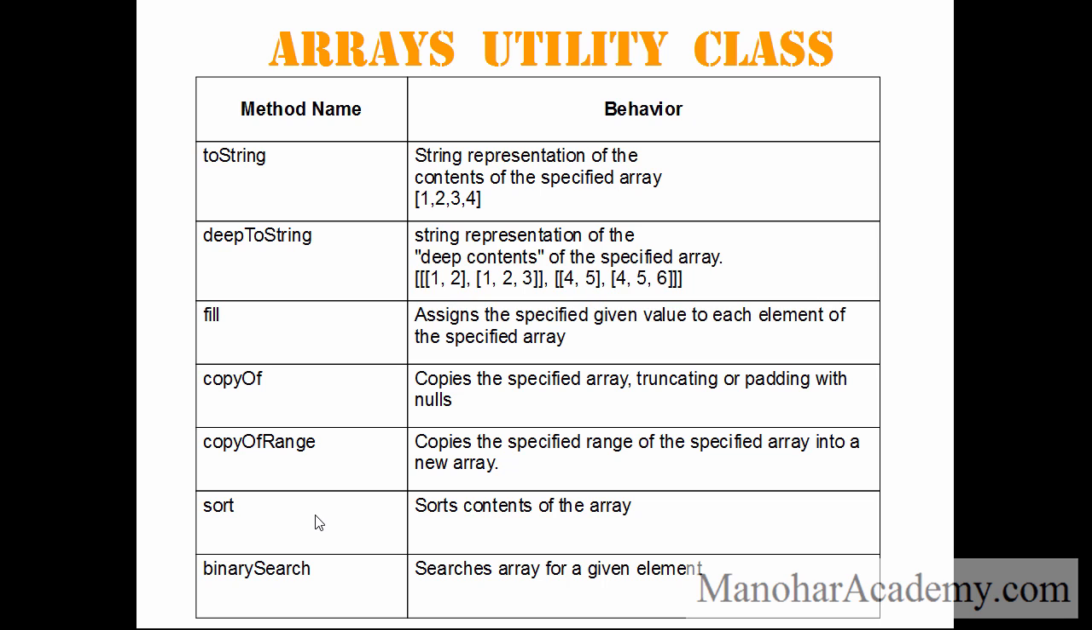Also, we have a method called fill. As I already mentioned, the elements will have a default value. If we don't want the default value for some elements, if we want to fill that with a given value, we can use the method fill. Also, we can copy the elements for a particular range or all the elements using copyOf or copyOfRange methods that we have already seen in the program. Also, we have two more methods that we have seen. One is sort, which is used to sort the contents of the array, and another one is binarySearch to search the elements inside the array. So these are the methods that we have seen.